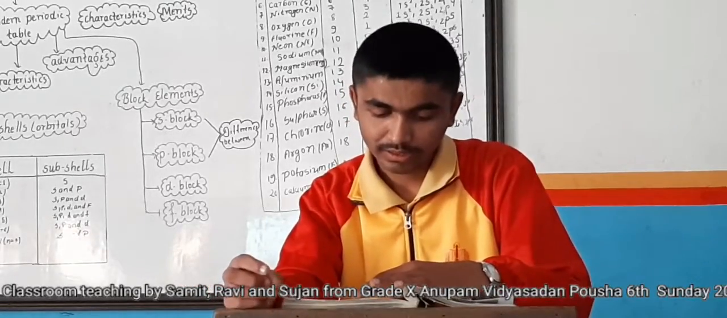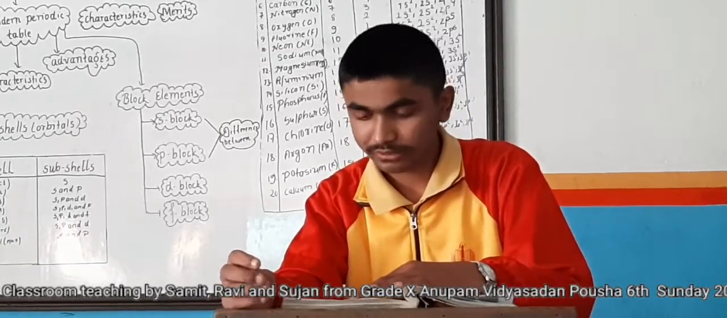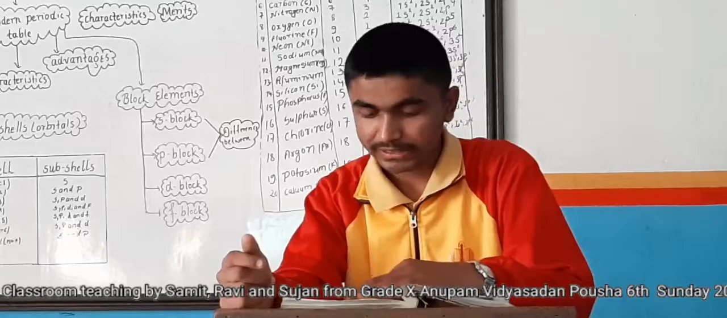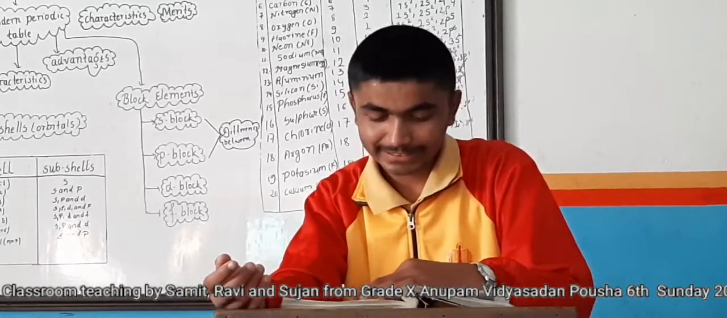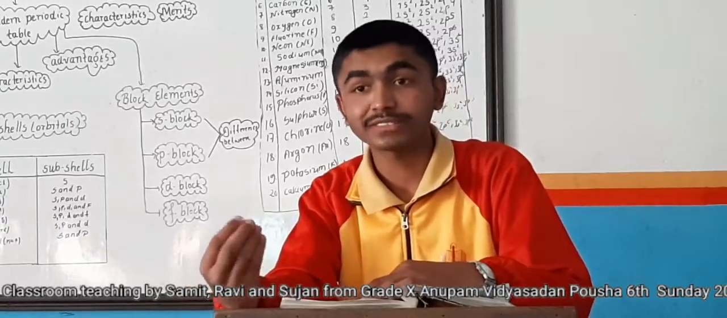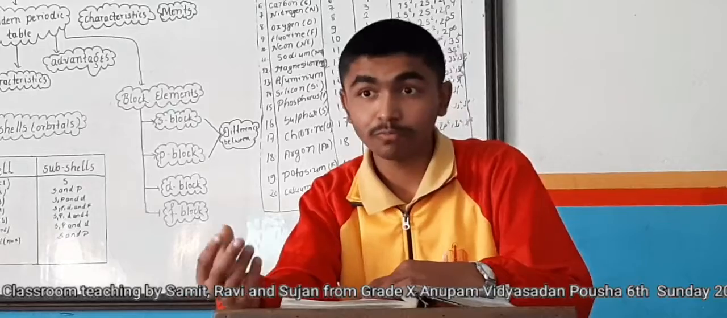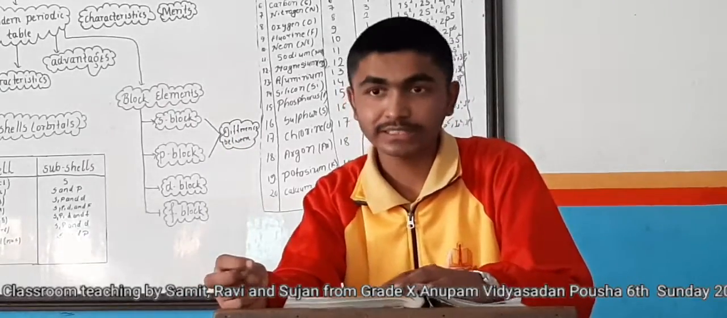Group 17 or VIIA. The elements of this group are fluorine, chlorine, bromine, etc. They have 7 electrons in their valence shells. They are also called halogens because they form salt with group IA elements, for example, NaCl, etc.